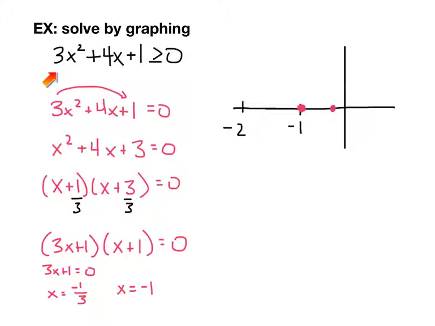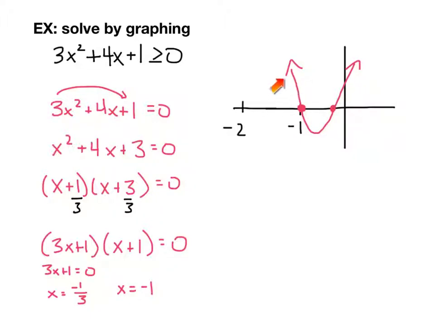So if I know that it opens up, I know that the vertex is somewhere down there, and it does this. It's going to pass through both of those x-intercepts and finish on both sides going up. So now I just say, okay, where are the values greater than or equal to 0? So where is this graph above the x-axis?